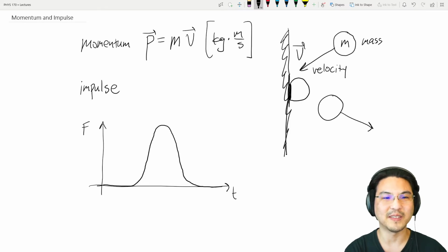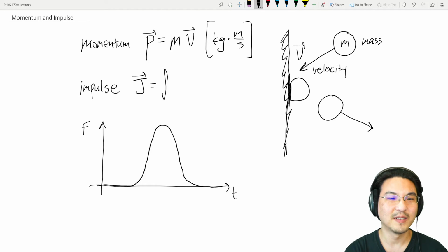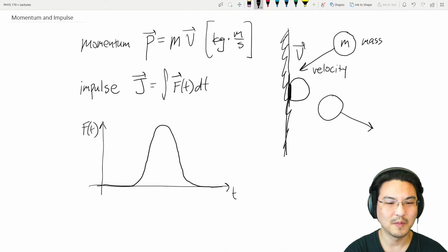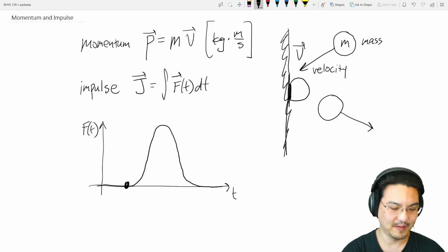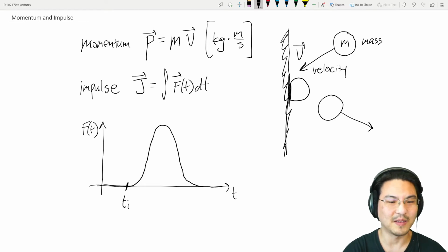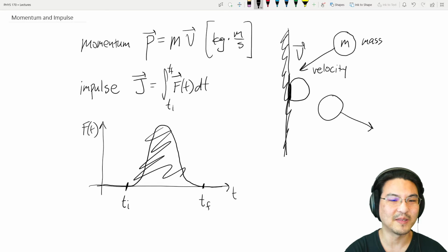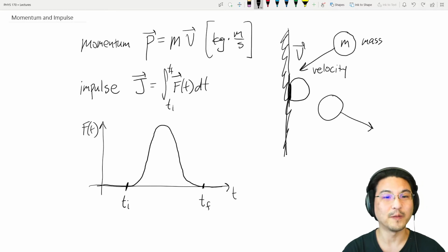The impulse is a vector, we'll call it J, which is this integral. So this is some function, f of t. You integrate that over time, from, we have to decide on some initial point and final. So let's say I'll call this t initial. I'm going to call over here t final. You integrate from there to there, so it's this area under the curve. That's impulse.